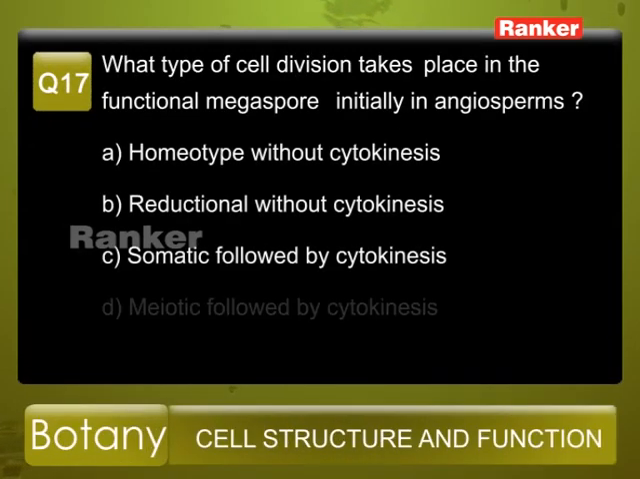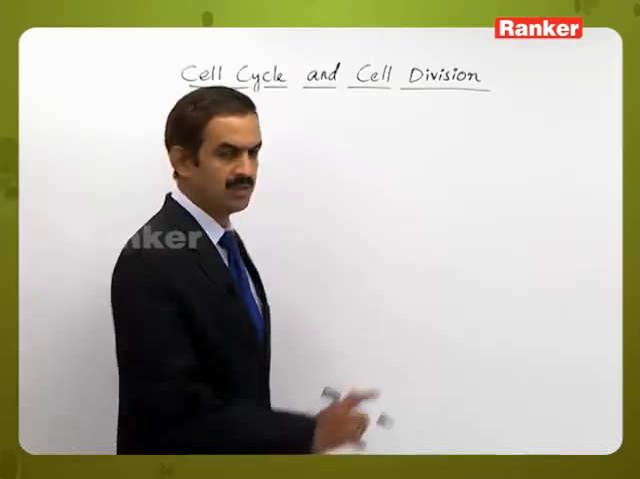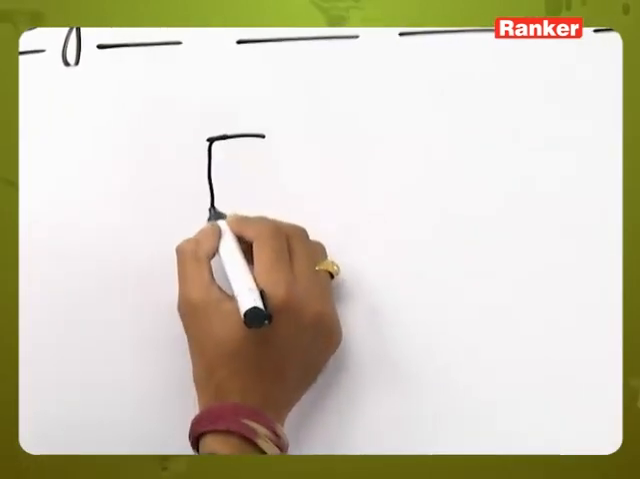Question number 17. What type of cell division takes place in the functional megaspore initially in angiosperms? Options: A. Homeotype without cytokinesis. B. Reductional without cytokinesis. C. Somatic followed by cytokinesis. And D. Meiotic followed by cytokinesis.